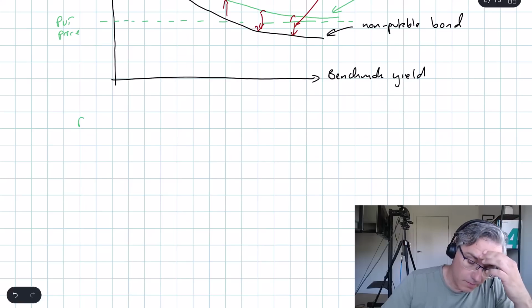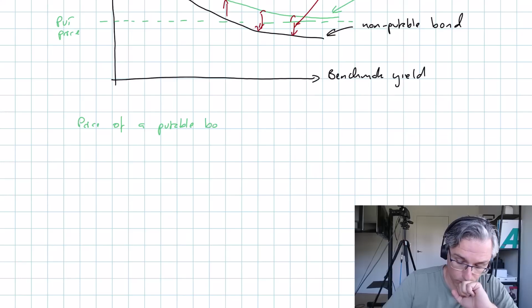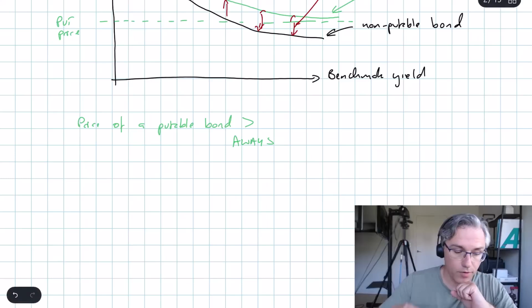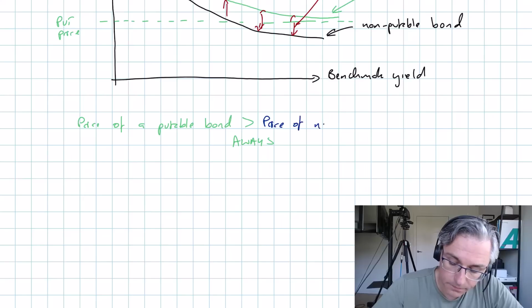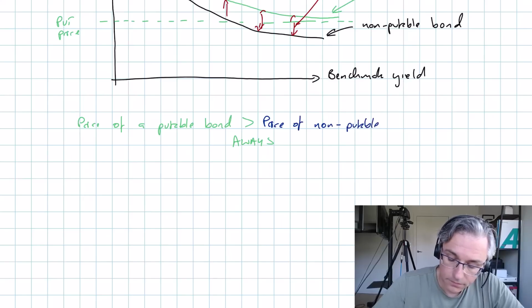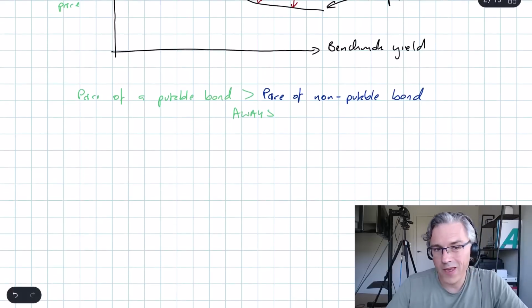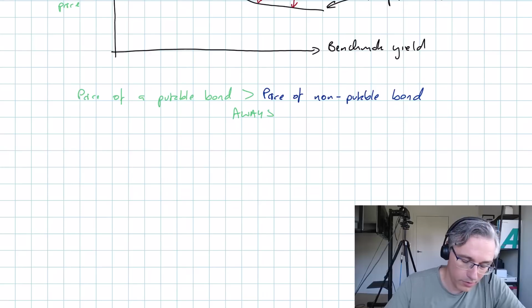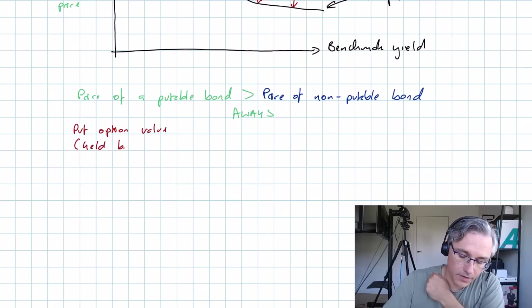Okay, the price of a puttable bond is going to be always higher than the price of an equivalent non-puttable bond. Okay, the put option is always favorable for the buyer or the holder of the bond, so for the investor. Put option value, and this time it's held by the investor, not the issuer.